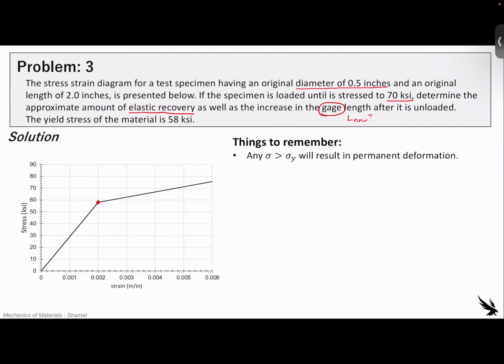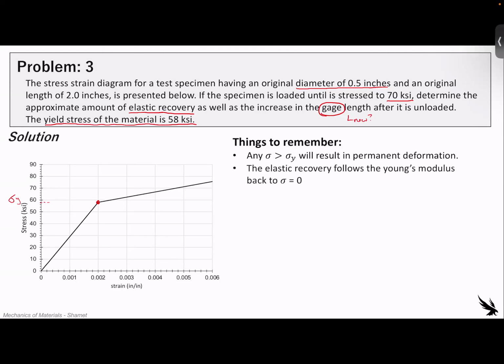That will be specified in your exam, but this would be what we say the yielding stress is, right here at about 58 or so. Oh, never mind, it did say it here. My bad. Yield stress of the material is 58 KSI. So we don't have to use the 0.2% offset method or anything like that. We're given explicitly what the yielding stress is.